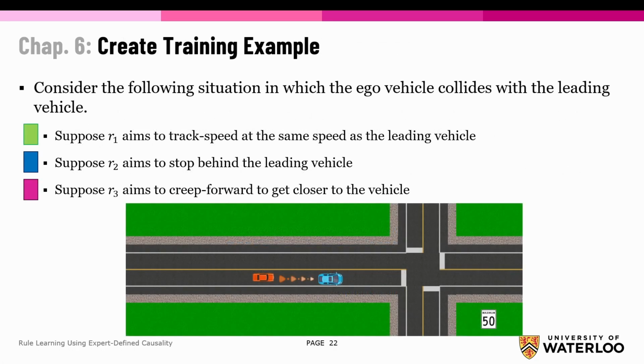All right, so suppose we have a system. Maybe this system has 1 billion rules. It's not important, but at this point, when it's facing that particular scenario here, there are going to be only 3 rules for which the antecedent evaluates to true. Those rules are R1, which aims to track speed at the same speed as the leading vehicle, R2, which aims to stop behind the leading vehicle, and R3, which aims to creep forward to get closer to the vehicle. So those rules are interacting with each other, and here we are assuming that we have a collision at some point. That's going to be the violation being reported.